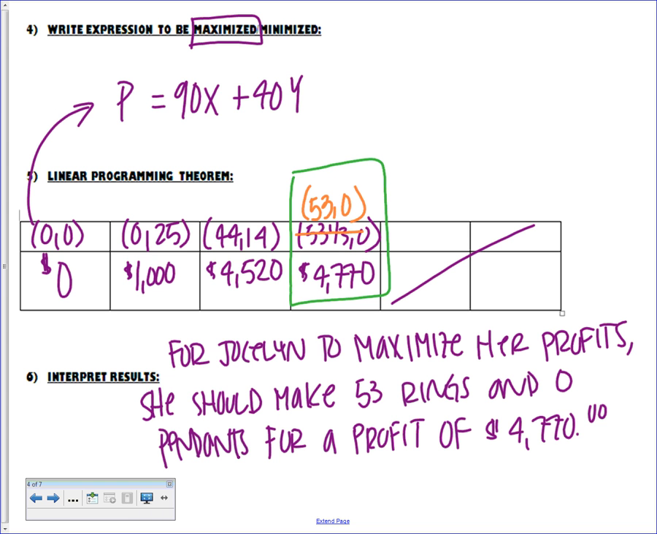Okay, so you do need that entire sentence. There isn't really a way to make that shorter because you need to tell me what's happening, maximizing her profits, what she should do, 53 rings and 0 pendants, and how much that profit is going to be.